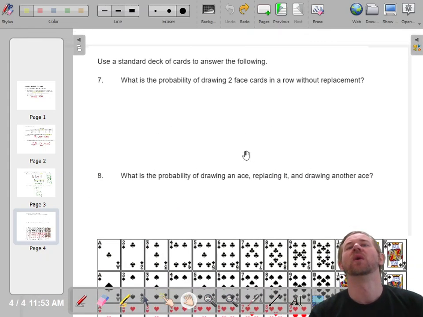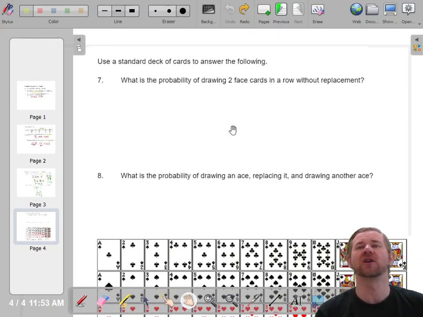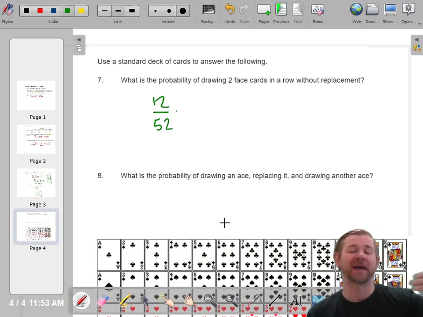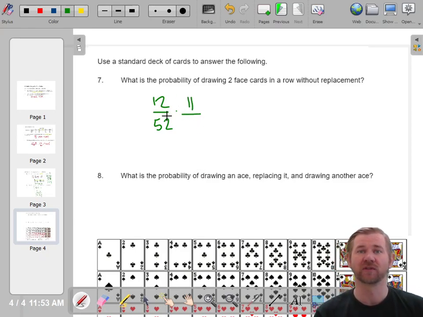This says, what is the probability of drawing 2 face cards in a row without replacement? So, there are 12 face cards and there are 52 cards. That's the first event. And I'm going to say times, because these are independent events. If I do not put the face card I just pulled out back into the deck, now there are only 11 face cards left in the deck. And since I pulled 1 card out, there were 52. Now there are 51 cards in the deck.